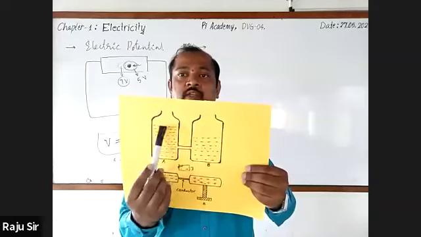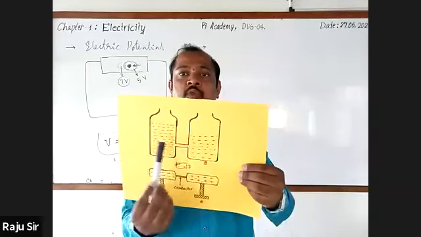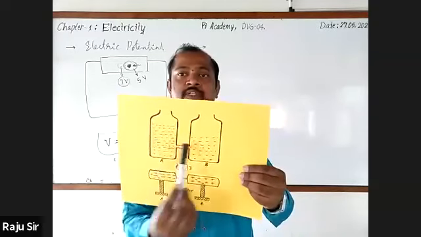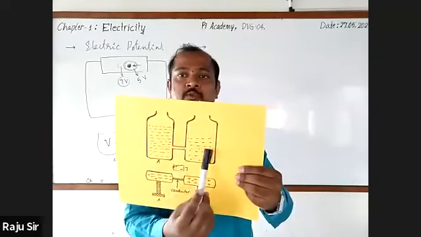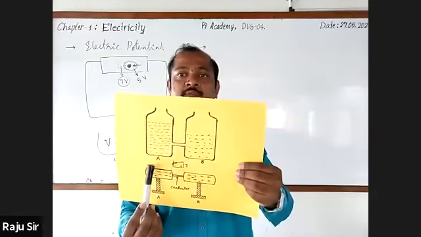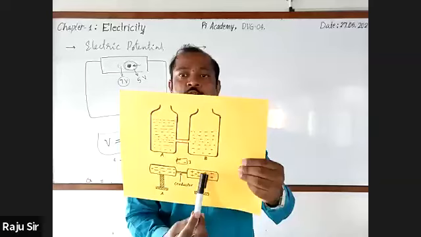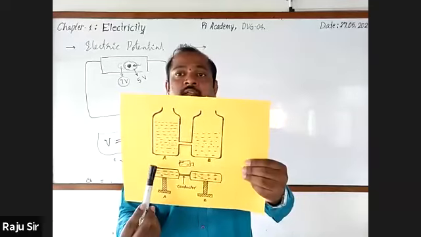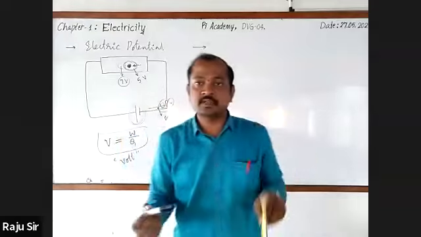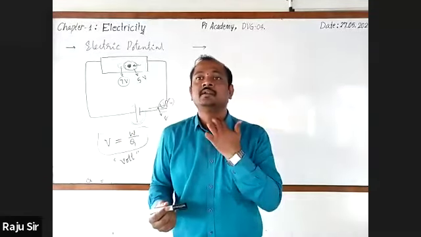If the level of water in A and B is the same, there will be no flow of water because pressure will be the same. If the water has to flow, there must be a difference in the pressure. Similarly, if electric charges should flow, there must be a difference in the potential of the electric charges. Did you understand? Yes, sir.